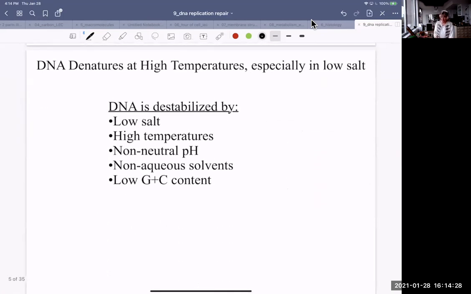So DNA denatures at high temperatures, especially when the salinity is quite low. High temperatures, a non-neutral pH, non-aqueous solvents like alcohols, for example, and interestingly, if there's a low guanine cytosine content. One thing we're doing in our lab later is we're going to make millions of copies of your DNA. The reason we can do that is because of high temperatures, although we do have to use an enzyme from a bacteria that lives in a high temperature environment.